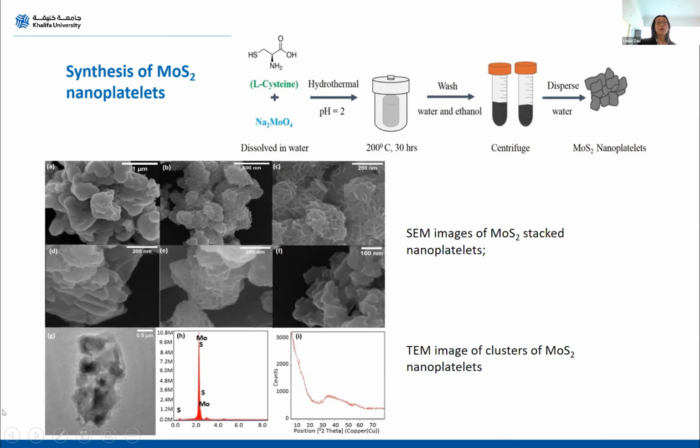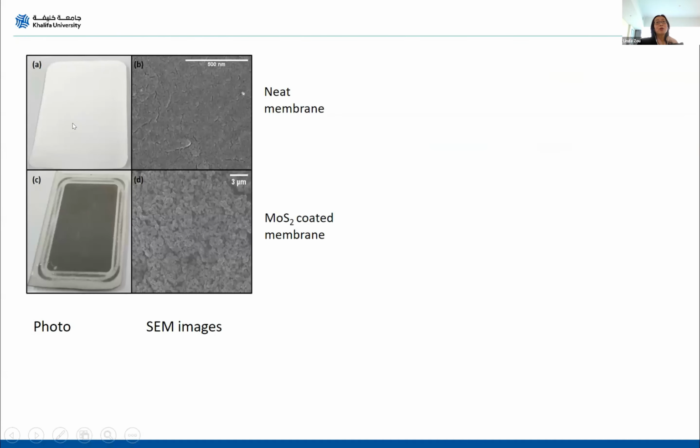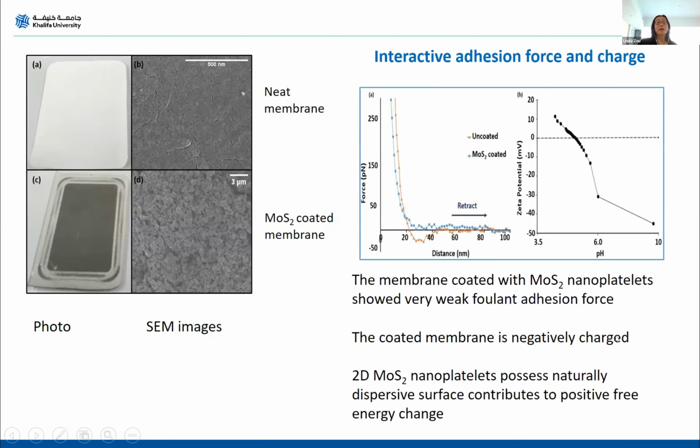The TEM image can also be reviewed. It is a nanoplatelet. You can see the transparent nature, so they are not 3D. The presence of molybdenum and sulfur is both confirmed, and XRD shows very weak representative peaks, probably due to the 2D structure. This photo and SEM image show the neat membrane in comparison with the membranes surface-coated with MoS2 nanoplatelets.